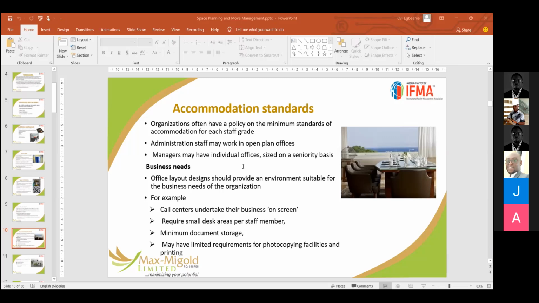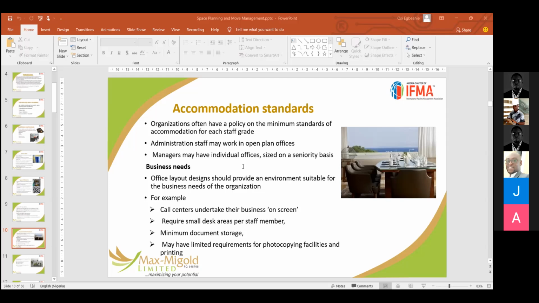HR and accounts. A lot of them deal with a lot of private documents, so they need to have their own confined spaces to be able to work. So you can't put them just in the open areas. And managers sometimes, some level of managers can work in the open areas, while some have to have their own private offices. Admin staff may work in open plan offices sometimes, but not all the time. Managers may have individual offices. Size will depend on seniority.